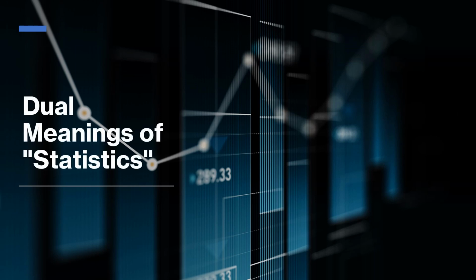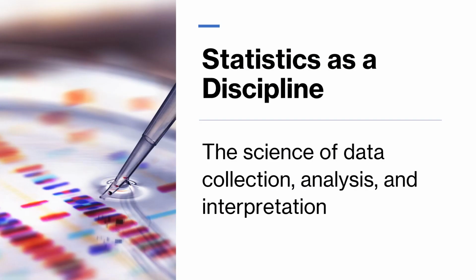We need to mention that statistics actually has two meanings. The first meaning is statistics as a discipline, which is the science of data collection, analysis, and interpretation. In other words, I study statistics, or I took a course in statistics. Statistics is a method for doing science, specifically one that looks at data and how you analyze and interpret that data. However, a lot of times people use statistics to actually mean something more specific.